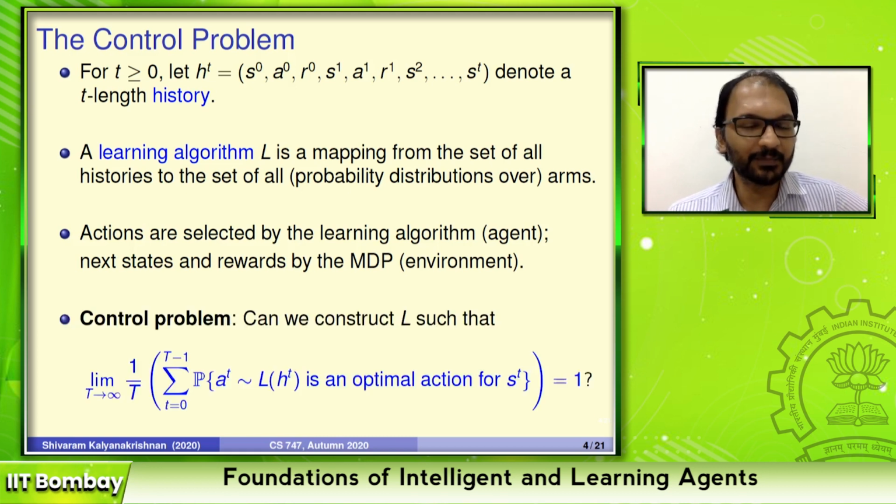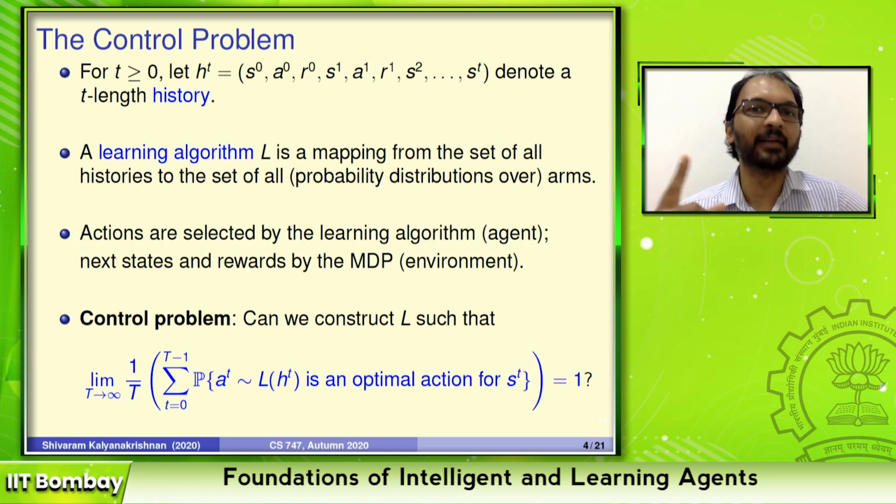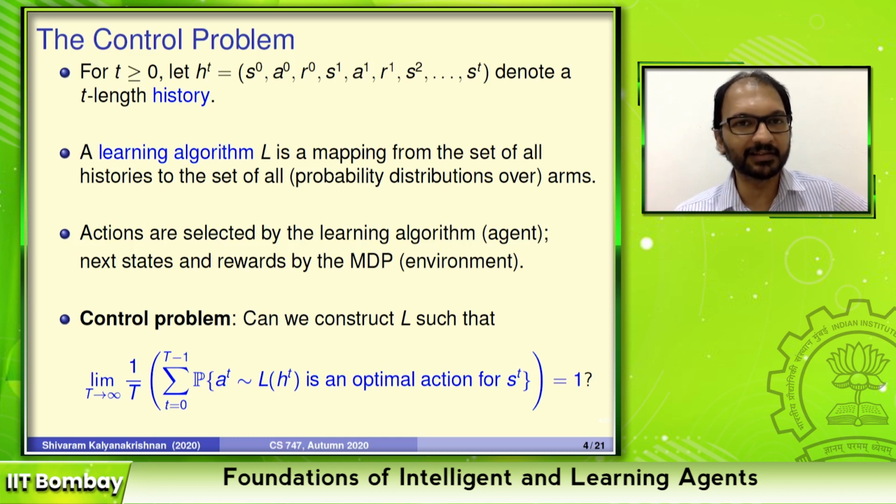The question we specified last time was, can we have an algorithm L such that if you look at the number of times it is taking optimal actions for the corresponding states that it is visiting, that number as a fraction of the total number of time steps should tend to 1? With more and more experience, you should start taking optimal actions. So is it possible to construct such an algorithm? This is what we called the reinforcement learning problem last time.